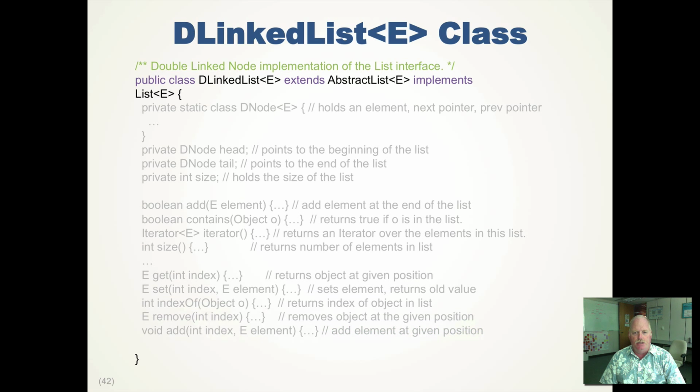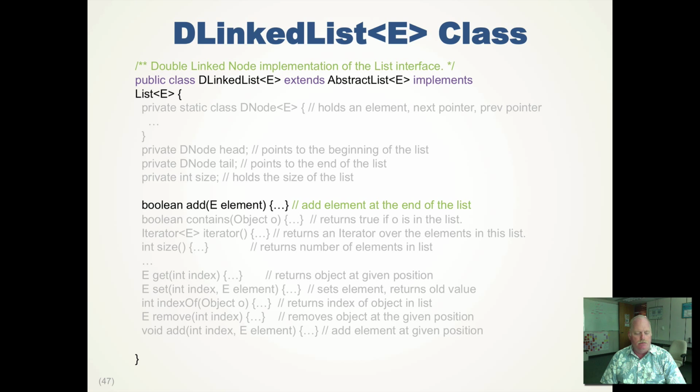The second implementation was a doubly linked list, which is very similar to the singly linked list. The difference is our inner node class now has a previous pointer. So each node knows who's next in the list and who's previous in the list, or before them. Again, we keep track of the head, that's the beginning of the list. We keep track of the tail to make it easy to insert at the end. We keep track of the size so that we don't have to count the number of nodes every time.